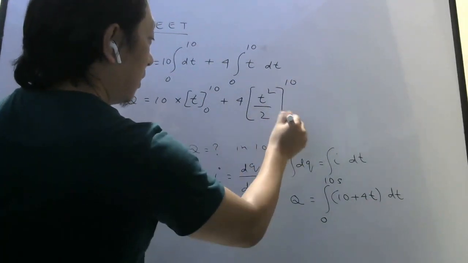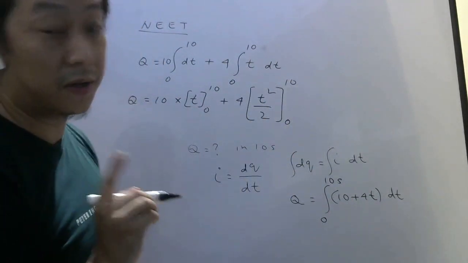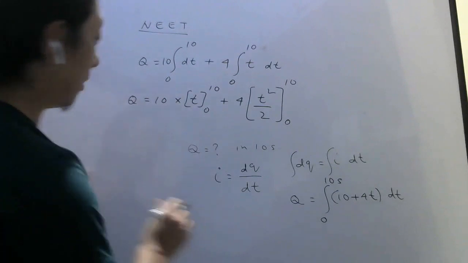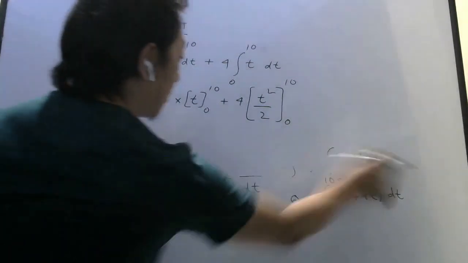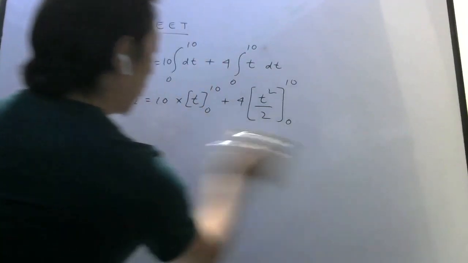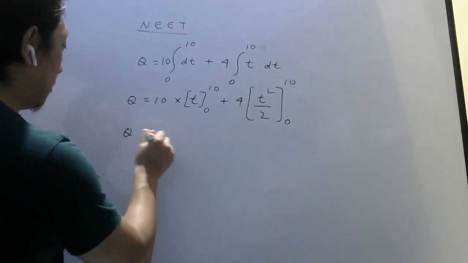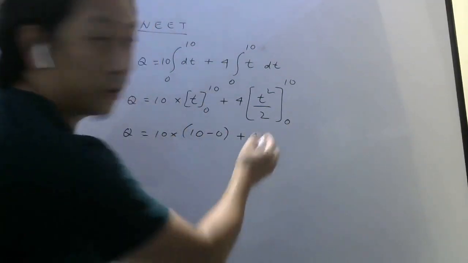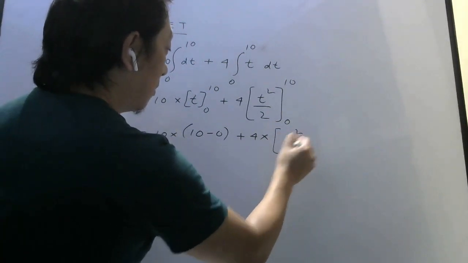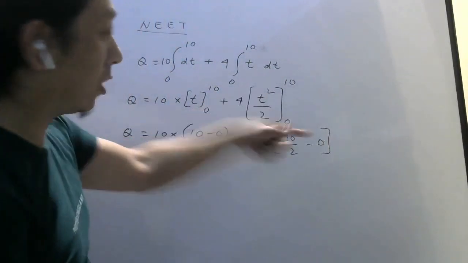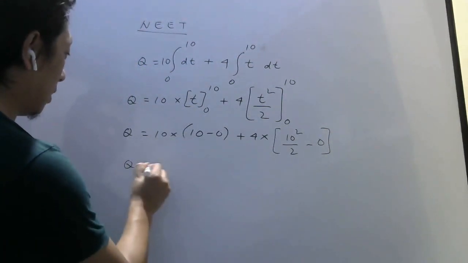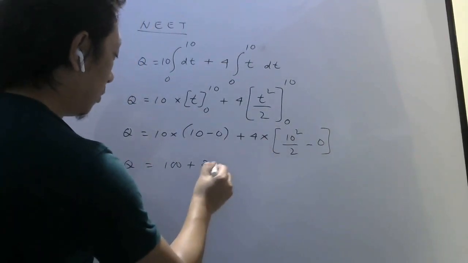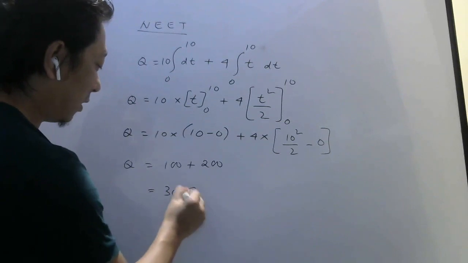Formulas for integration and differentiation you must remember. The integral of x dx is x square by 2, so t dt will be t square by 2. Then you put the upper and lower limits. This will be 10 times (10 minus 0), plus 4 times (10 square by 2 minus 0 square by 2). 0 square by 2 is 0 only. So this gives 100, and here 100 by 2 is 50, 50 into 4 is 200. So the total charge flowing is 300 coulomb.